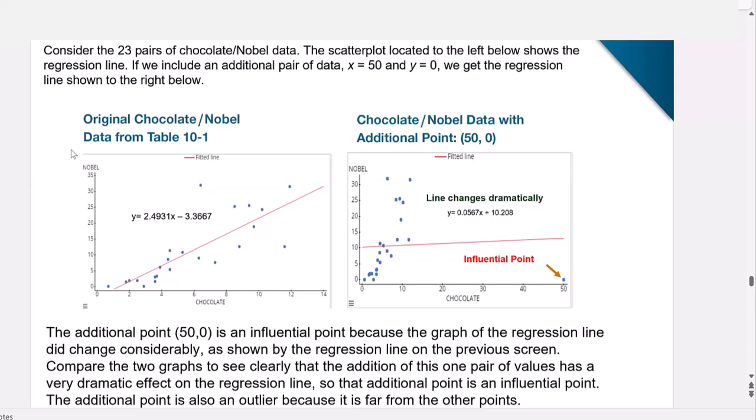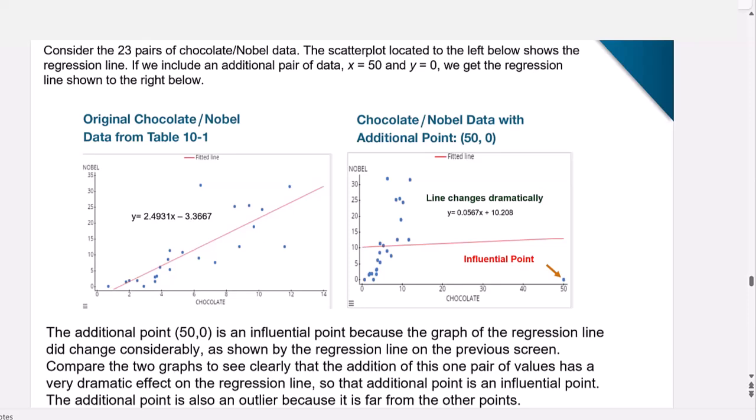Every point, especially if it's very far away from all of your other points, will dramatically change your regression equation. The additional point 50, 0 is an influential point because the graph of the regression line did change considerably, as shown by the regression line on the previous screen. Compare the two graphs to see clearly that the addition of this one pair of values has a very dramatic effect on the regression line.